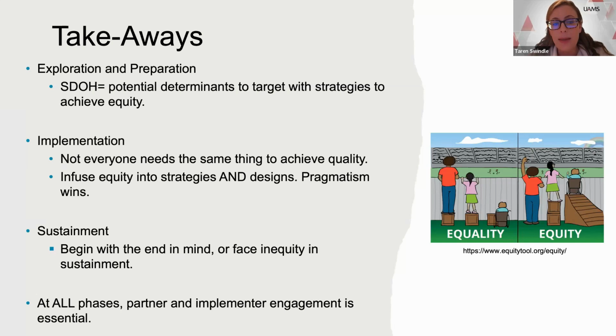And then finally, with sustainment, we have to begin with the end in mind. If we're not thinking ahead about what's going to be required to do these things and these strategies after grant funding is gone, we're going to face inequity in sustainment.